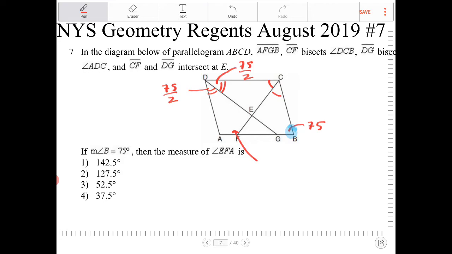I also understand that in a parallelogram the consecutive angles are supposed to be supplementary. So if angle B is 75, angle A must equal 105, because 105 and 75 makes 180. Opposite angles in a parallelogram are congruent, so angle DCB is supposed to be 105. But since that angle is bisected, each one of these will be 105 halves apiece.